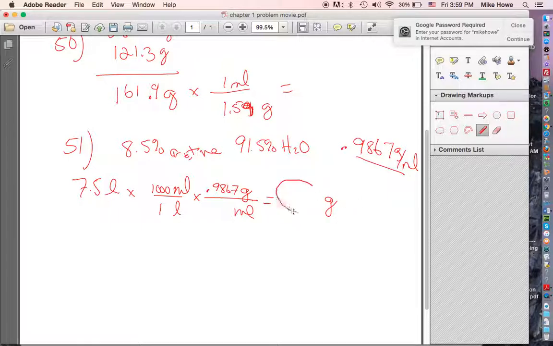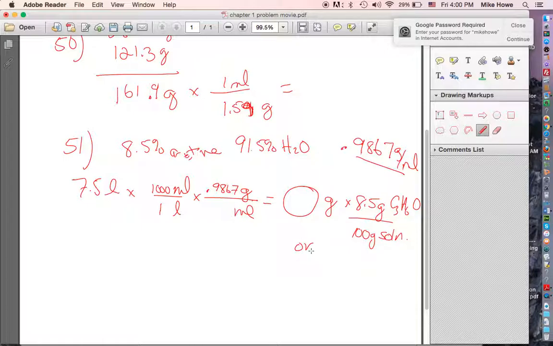So if you multiply that out, you have the total mass of the solution. So whatever this answer is, that is the number of grams of the whole solution. But you know that solution is only 8.5% acetone. So you take whatever number you get here and multiply that by 8.5 grams of acetone. Acetone is what? C3H6O. I don't expect you to know that formula yet. For every 100 grams of solution.